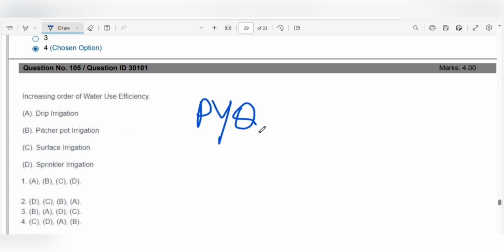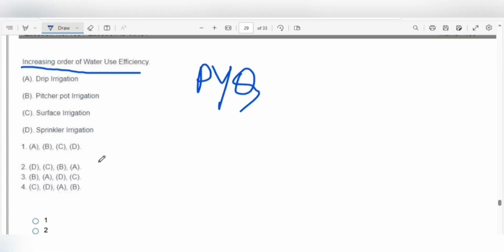This has been asked, I think, twice or thrice in the previous 3 years. Like every year, you will find this question in 2021, in 2023, and now again in 2024. We have to arrange these irrigation methods in the increasing order of water use efficiency. So the lowest efficiency, of course, is the surface irrigation, because there you are just doing surface flooding.